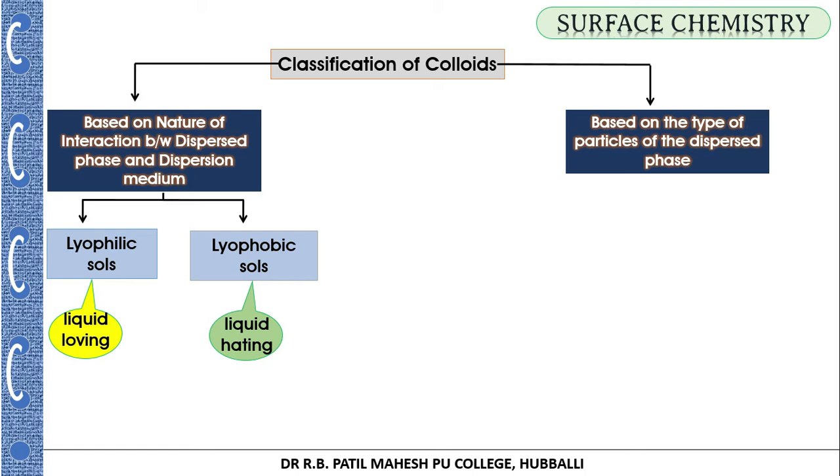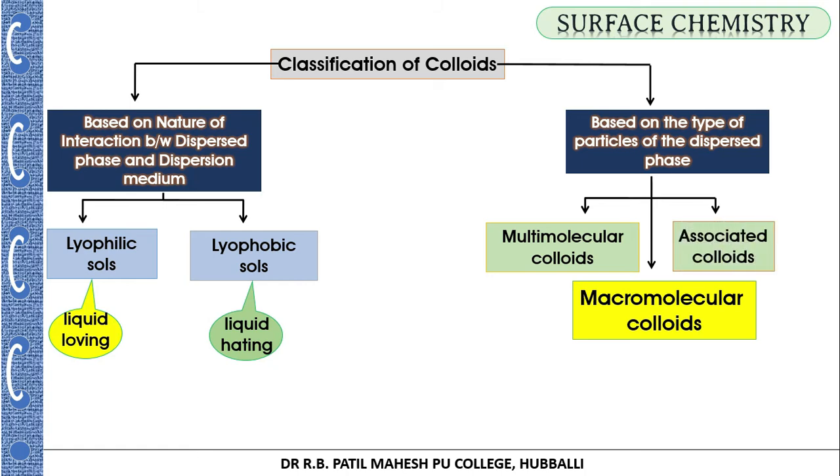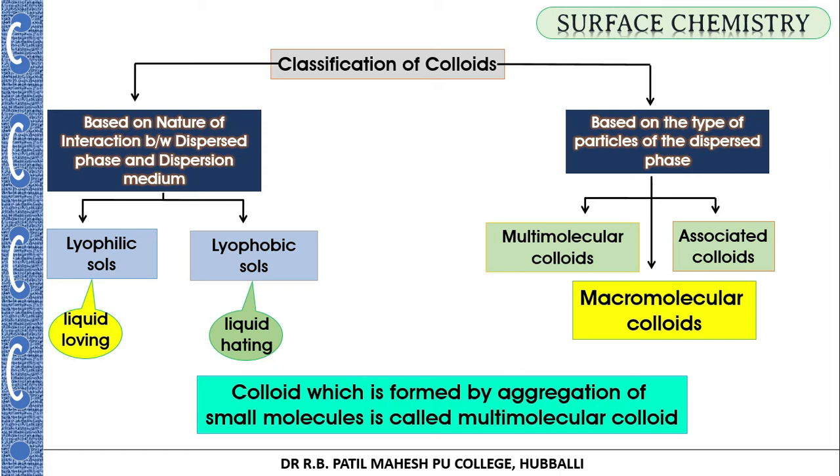Based on the type of particles of the dispersed phase, they are categorized into three types. First one is multimolecular colloids, second one macromolecular, next one is associated colloids. A colloid which is formed by aggregation of small molecules, students, is called a multimolecular colloid. Let us see that one once again.